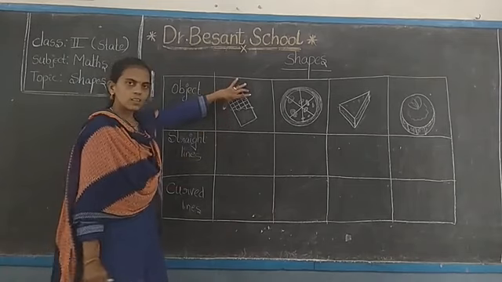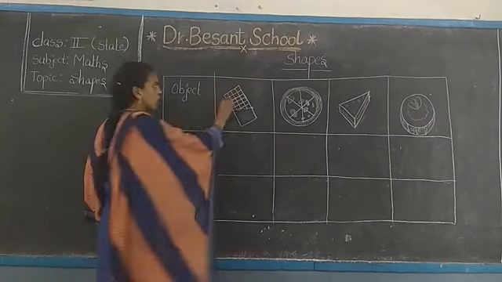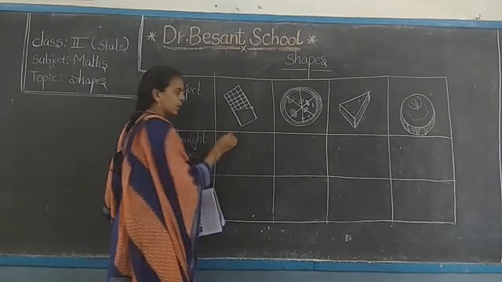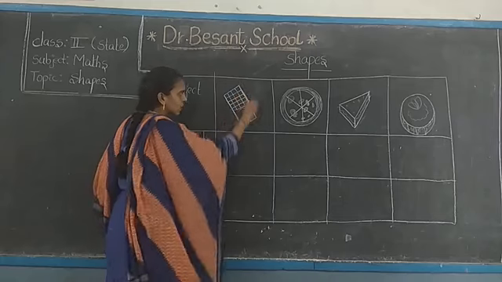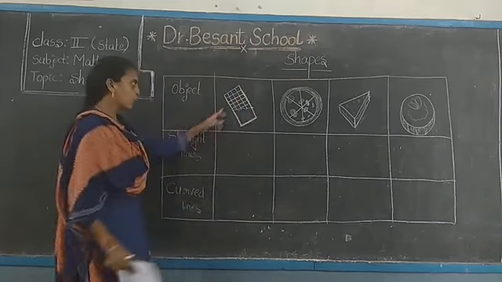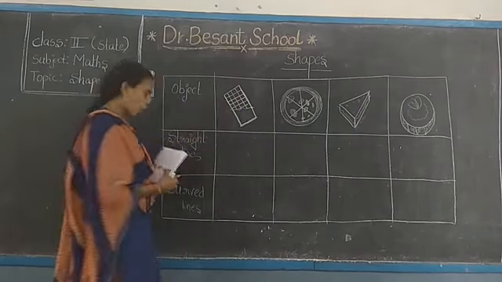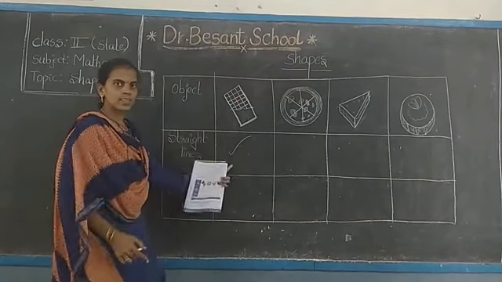What is this? This is a chocolate. So the chocolate is of which shape? It is formed by straight lines. Observe here, this is one straight line. All of these are made up of straight lines. Do you find any curved lines in this chocolate? No. So that's why he put a tick here over the straight lines.